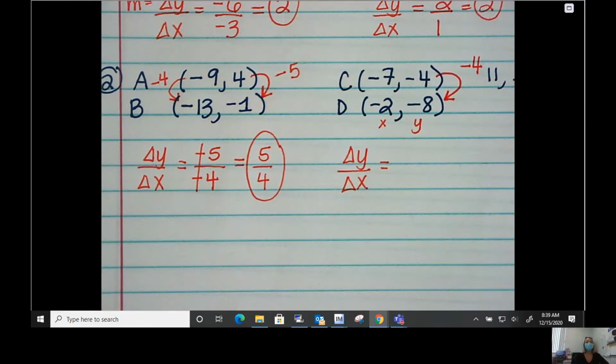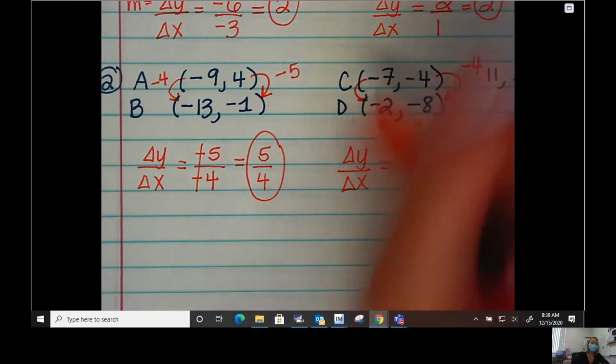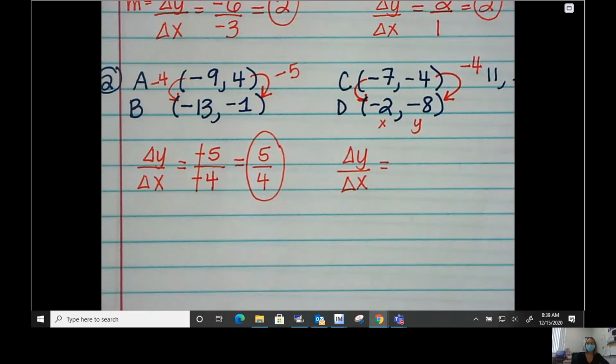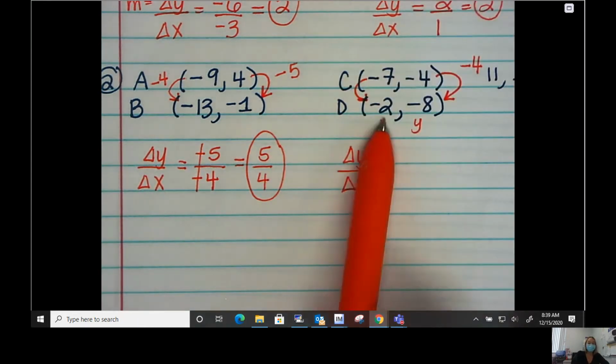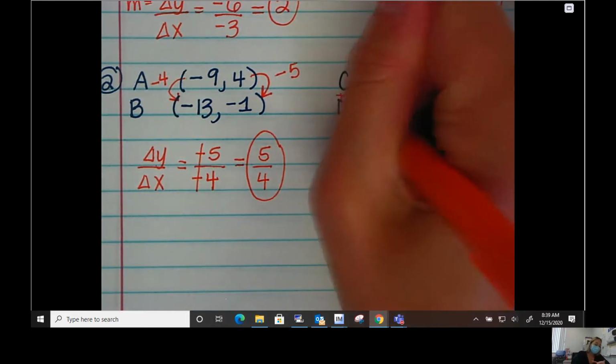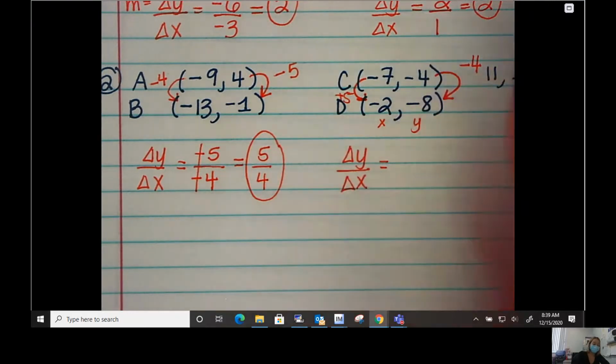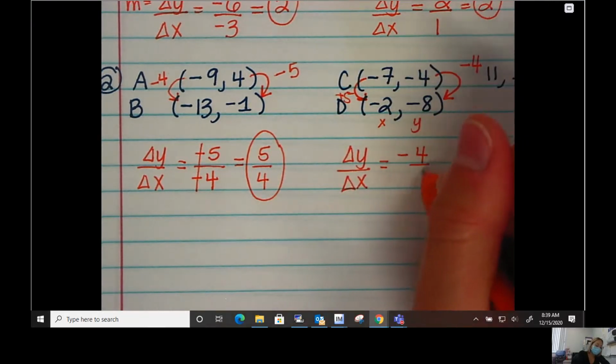Subtract 4. How do you get from -7 to -2? Good, +5, right? Because I'm getting less negative. I'm getting closer to the 0. So it's +5. So what is your slope for CD? -4 over +5, right? -4 over 5.